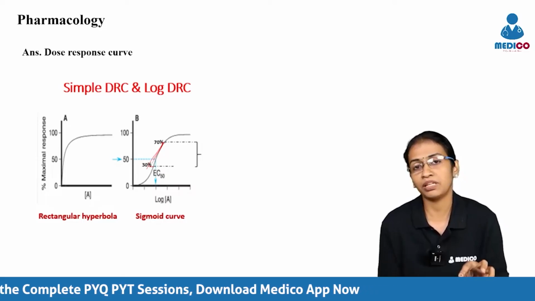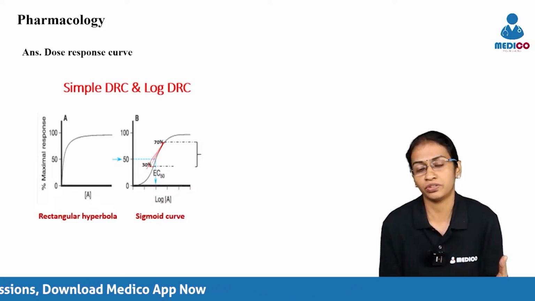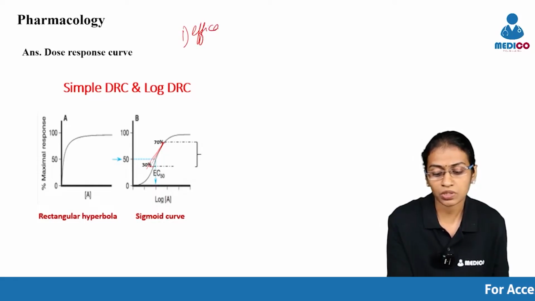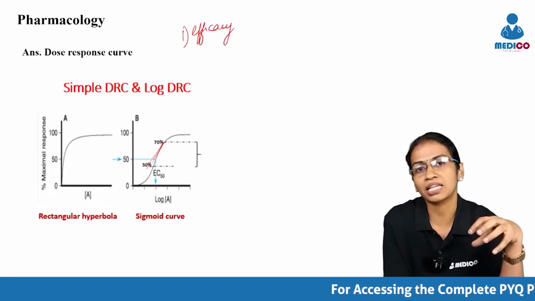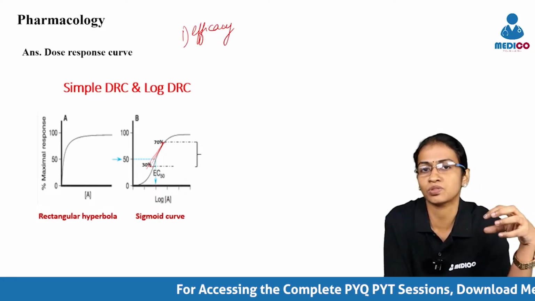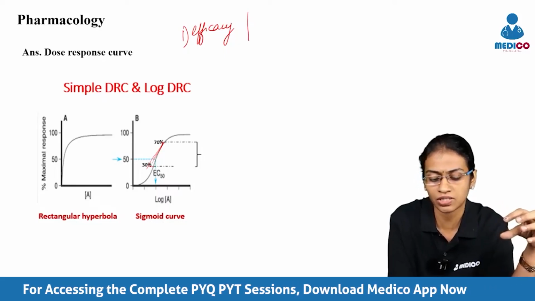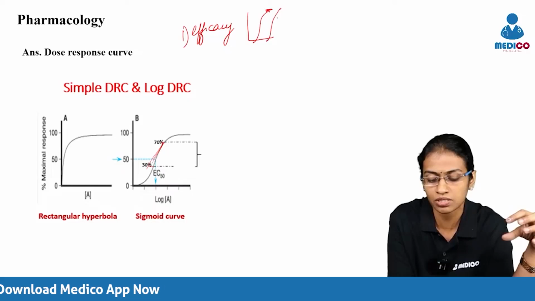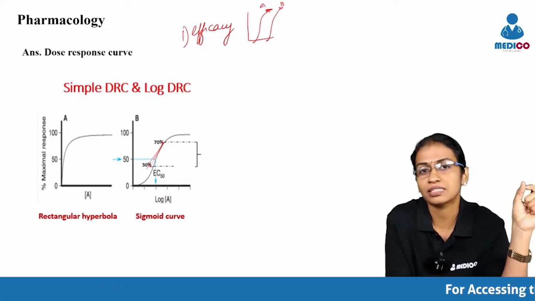What are the other benefits of log DRC? What are the uses of log DRC? You can measure the efficacy. What is meant by efficacy? The maximum response that a drug produces is what is known as the efficacy. So it is denoted by the height of the DRC. So if you have two drugs, A and B, you can say both have the same efficacy.